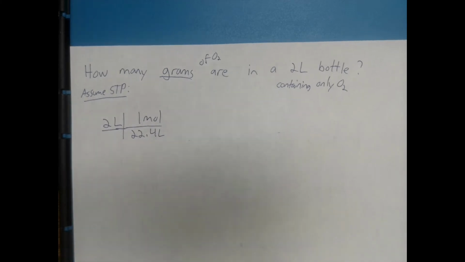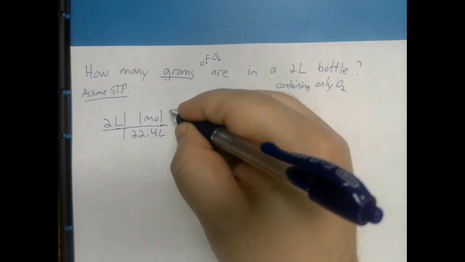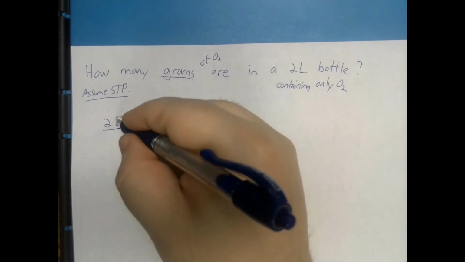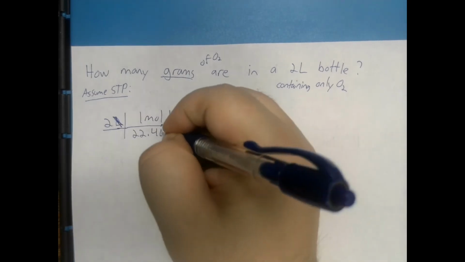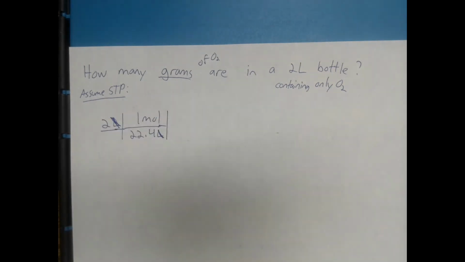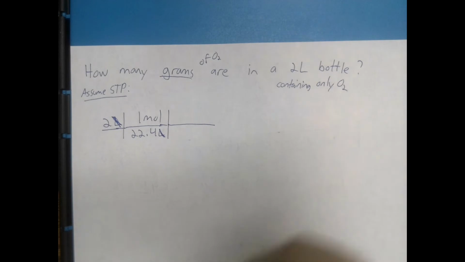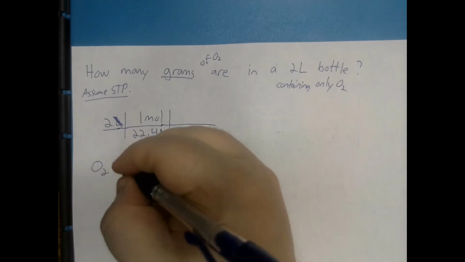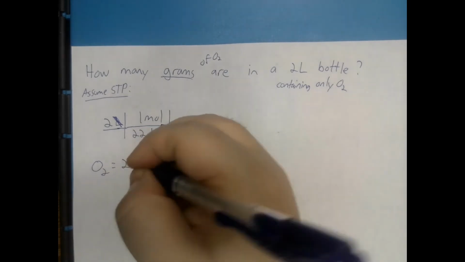But anyway, how many grams of O2 are in a 2-liter bottle containing only O2? So we start with this 2 liters. The liters are going to cancel out. We're now in moles. And from moles, we can look at our fancy periodic table. O2 is just 2.